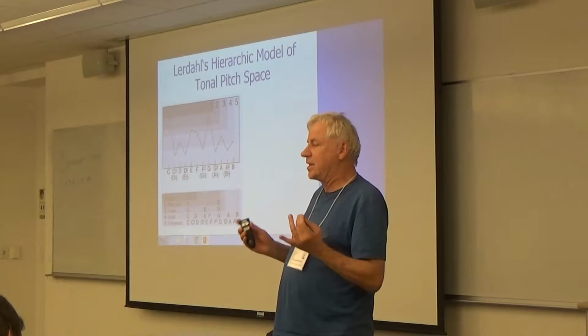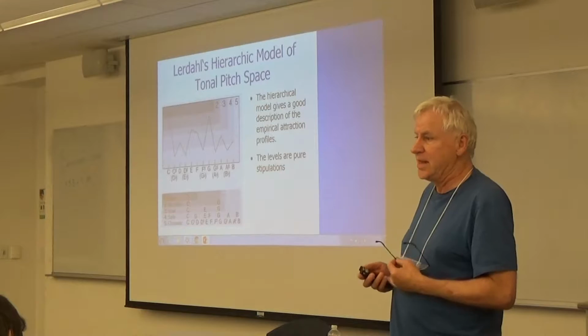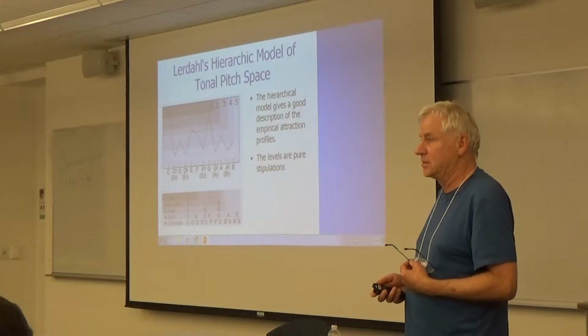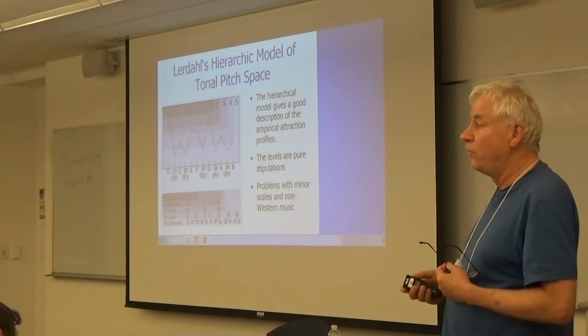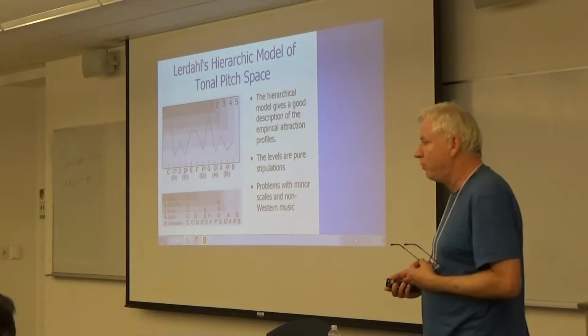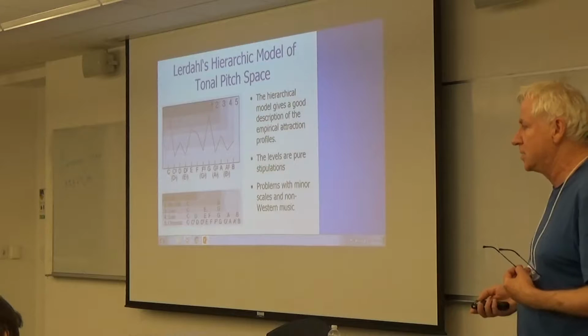Why describe? The point is that the levels are pure stipulations. They are not independently motivated. The data motivate the levels. There are no other reasons why we use these levels. And there's a real problem with the minor scales. This model does not work so nicely with the minor scales. It also has problems with non-European or non-American scales, like the Indian. So for these reasons, I think this model is problematic.